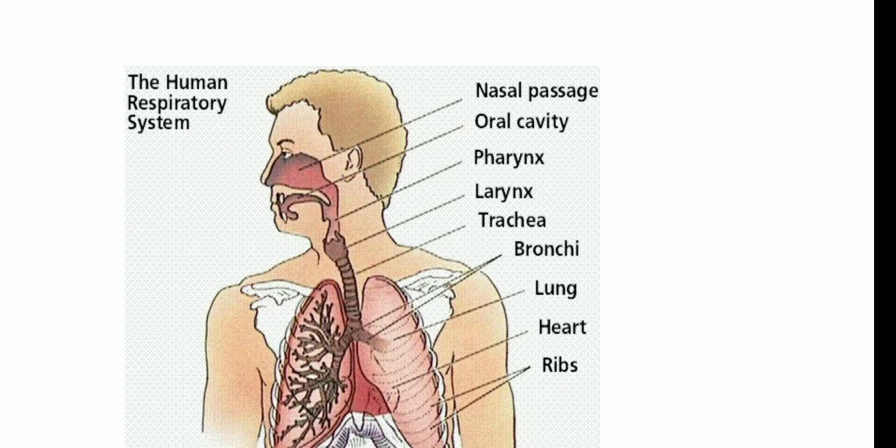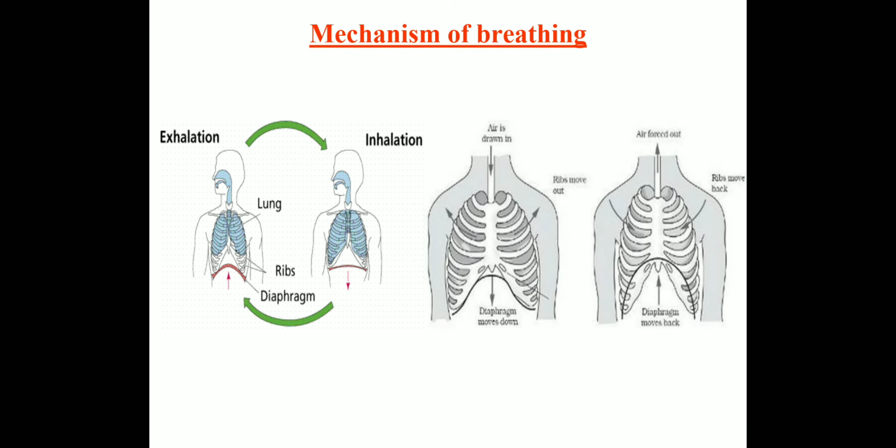Breathing involves the movement of the diaphragm and the rib cage. Now, this breathing takes place in two ways, that is inhalation and exhalation. During inhalation, ribs move up and outwards and the diaphragm moves down. This movement increases space in our chest cavity and air rushes into the lungs.